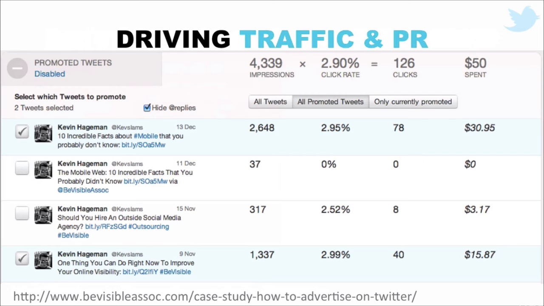And of course, it's all organic, i.e. you don't have to pay for it. So you pay for your Twitter ads. If Business Insider pick up an article of yours as a result of your Twitter ad, you're going to get a whole lot more traffic come through from that article, not just the Twitter ads themselves.